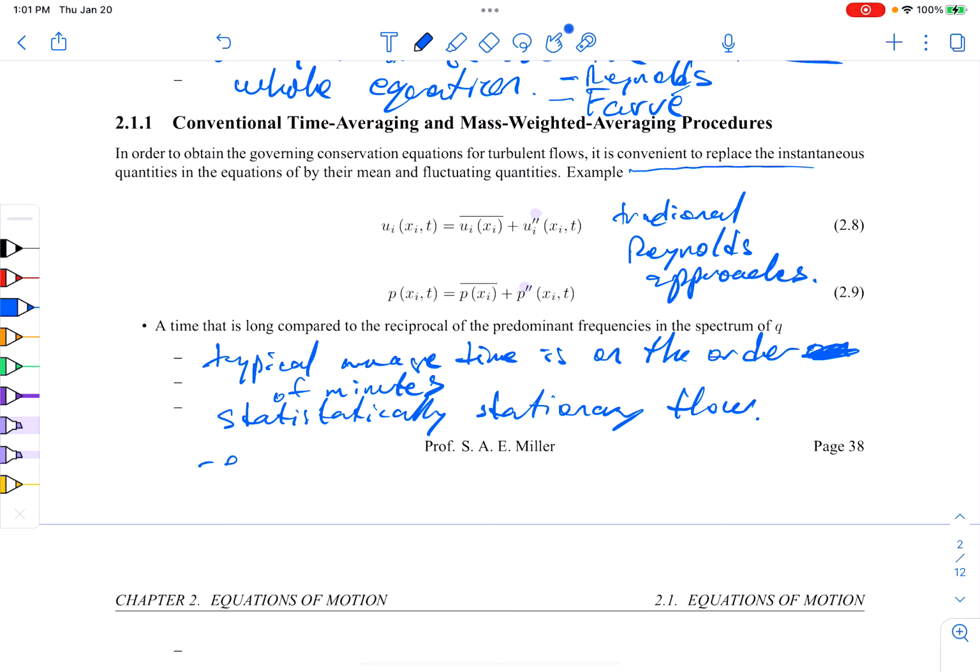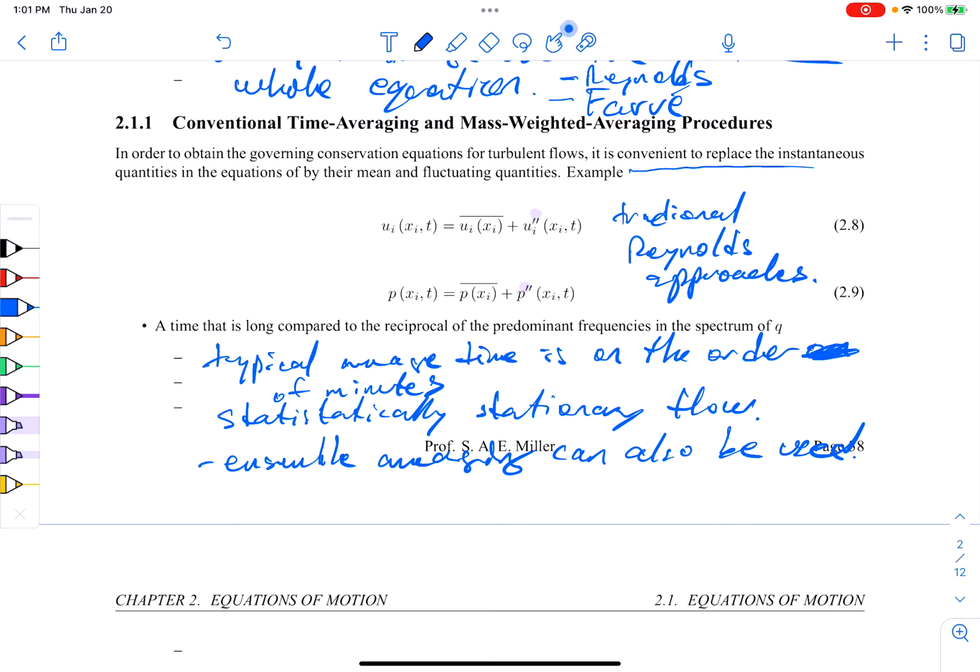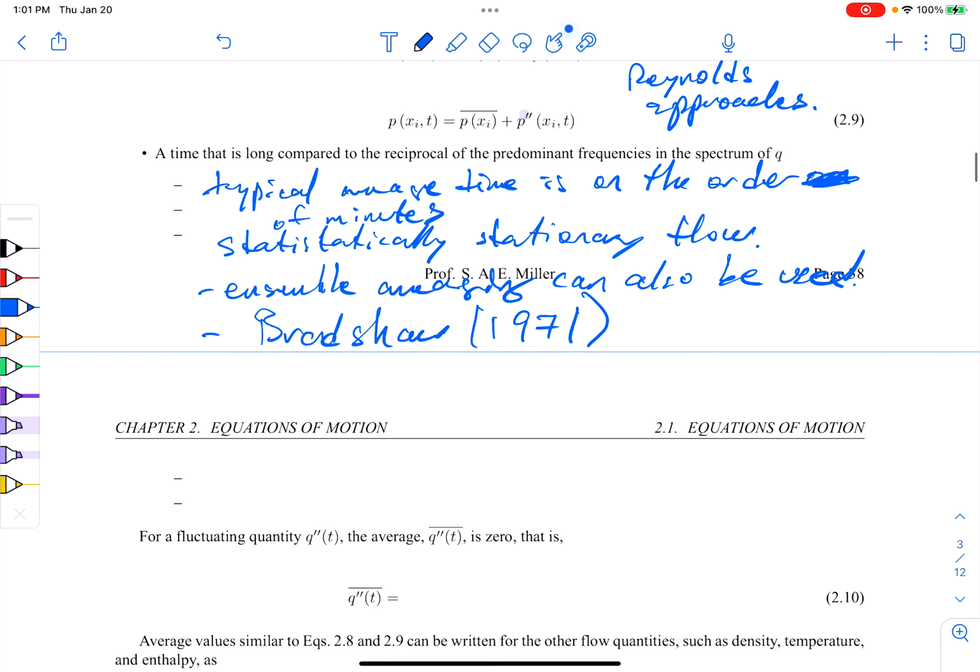Ensemble averaging can also be used. And there's a whole discussion of when these things are applicable and not, and I think that reference, according to my notes, is in Bradshaw in Journal of Fluid Mechanics in 1971. And I don't post that article on our class discussion website, but you're welcome to look it up.